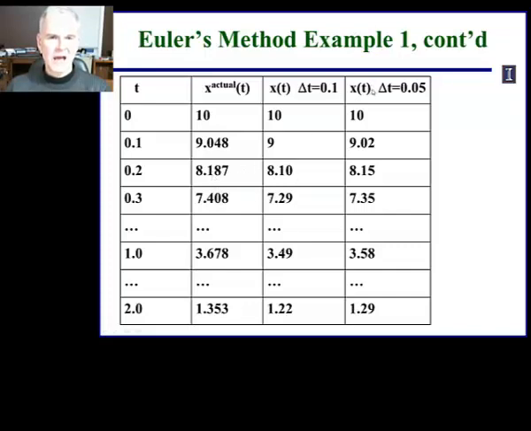Now if the time step, delta t, is now equal to 0.05, we start out with 10. Now we evaluate the value of x sub t at t equals 0.05. In that case, it would be equal to 10 plus 0.05 times minus 10, which would give us 9.5. Then we do that again, and we get a little bit better accuracy on our estimate of x sub t at the time t equals 0.1.